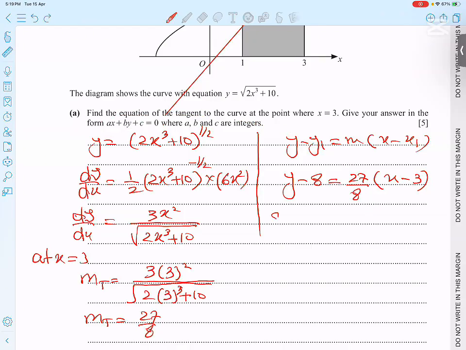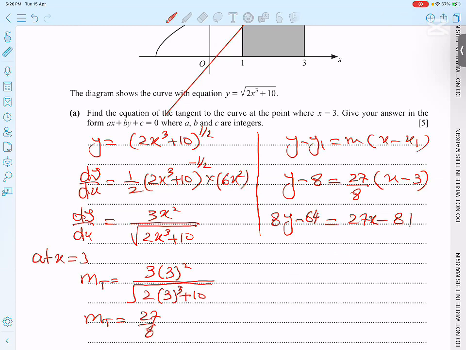So 8 multiplied here, 8y, and 8 times 8 is 64. And we have 27 multiplied inside. I got 81, and this x is missing. Okay, 8y minus 64 equals 27(x minus 3). Do one thing. You have two choices: either bring everything to the left or to the right, no problem at all.